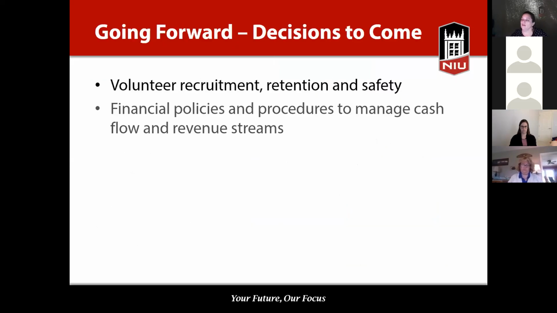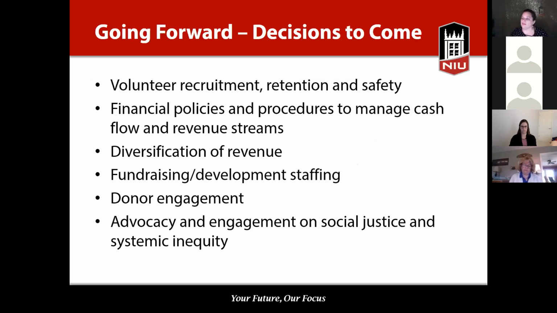So lots of things going forward when you think about decisions to come, volunteer recruitment that I mentioned, financial policies, fundraising, donor engagement, and advocacy. Advocacy is going to be a big one.